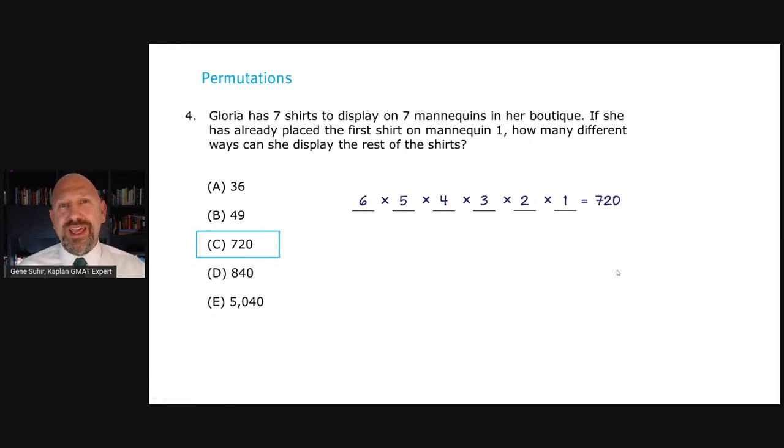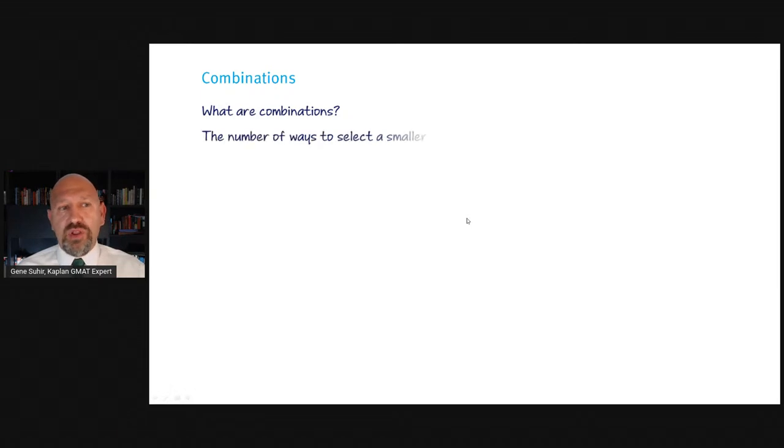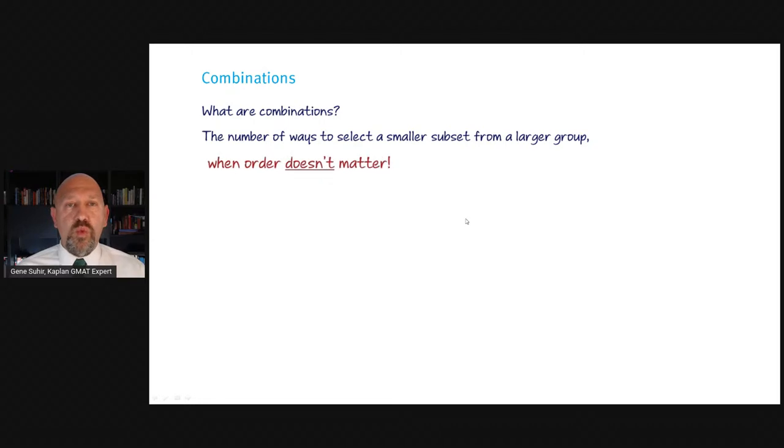Now, permutation is when the order matters. This is different from combinations. What is a combination, you ask? Well, funny you should ask that question. It's when, out of a larger group, you select a smaller subset, and you're trying to find out how many outcomes there are when the order doesn't matter. If I said to you, here are 10 movies to pick from, give me your three favorites, but in no particular order, that would be a combination.